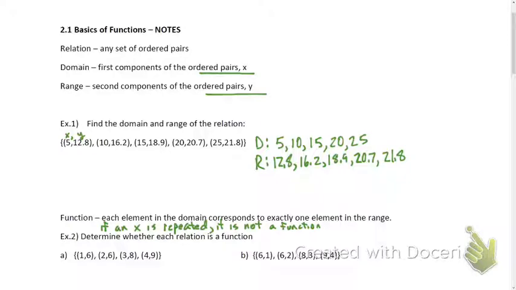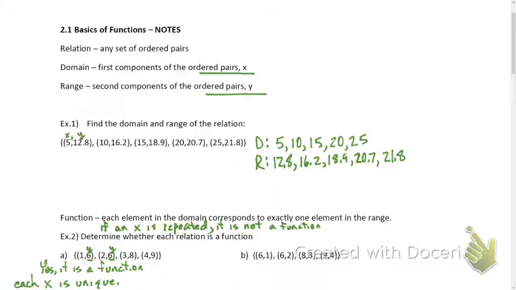So on example 2a, I see a y is repeated. That's not an x, so that's okay. All the x's are unique. Yes, it is a function. No, let's not use the word no. Each x is unique, is used only once. That's a way to say it.